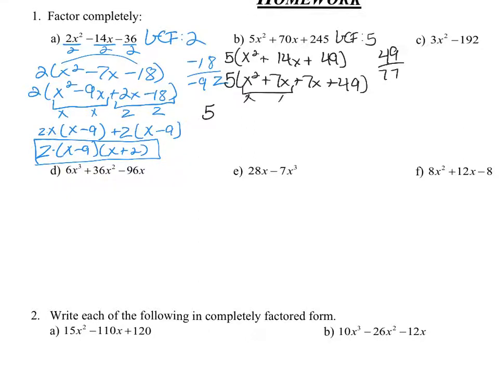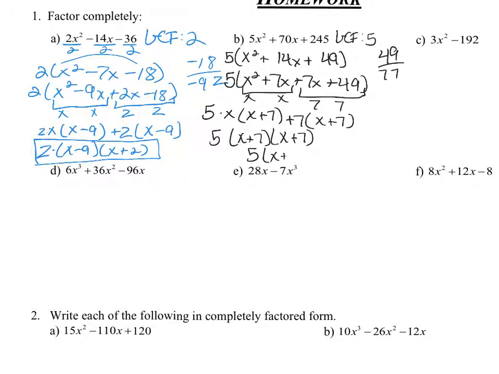So my GCF here is an x, and I'm left with x plus 7. My GCF here is 7, and I'm left with x plus 7. So my new GCF is x plus 7, and I'm left with x plus 7. If you want to get fancy, you want to write that binomial and put squared there because there's 2 of them.